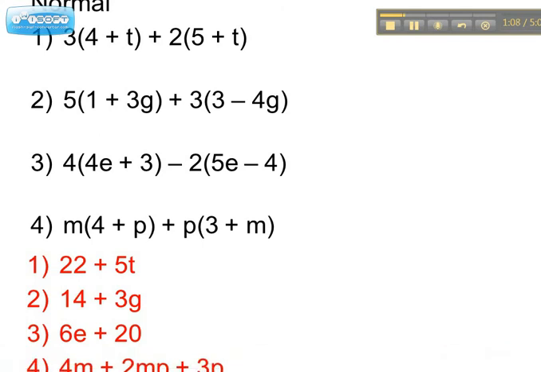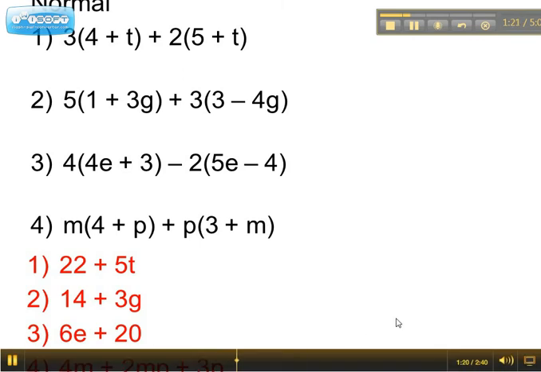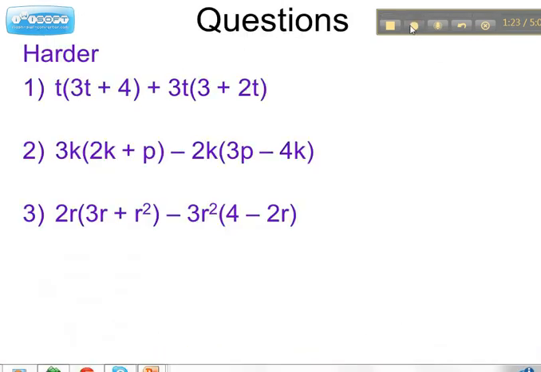And number 4, there's a lot more terms in this one. So it's 4m's plus 2mps and then plus 3p. So once you collected it, you should have been able to collect these 3 terms there. Right, so let's try the harder ones. So the harder ones, check your answers again.